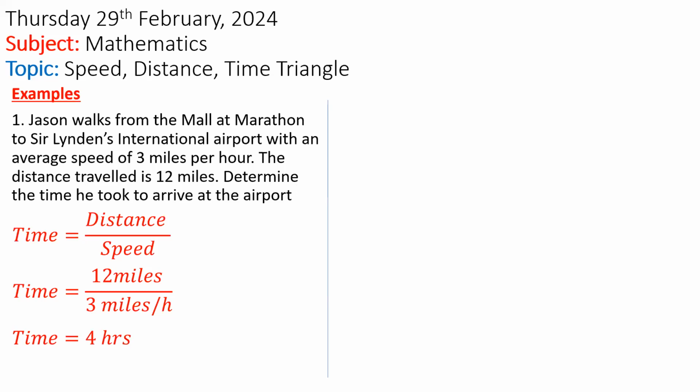Jason walks from the mall at Marathon to Sir Lyndon's International Airport with an average speed of 3 miles per hour. The distance traveled is 12 miles. Determine the time he took to arrive at the airport. We're trying to find the time. So in order to find the time, you have to do distance divided by speed. The distance is 12 miles and the speed is 3 miles per hour. So 3 could go into 12 4 times, so it's 4 hours.